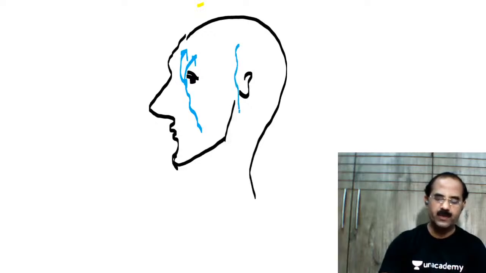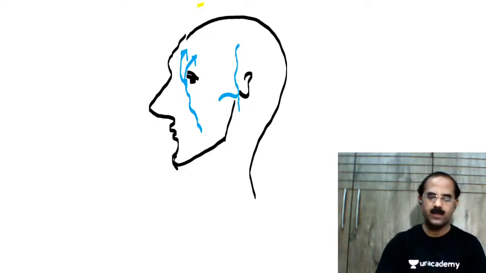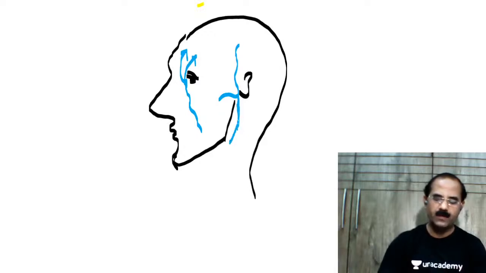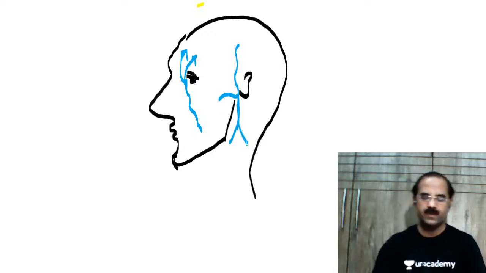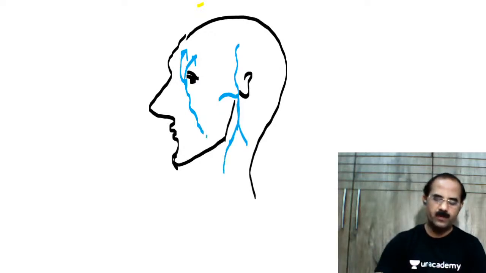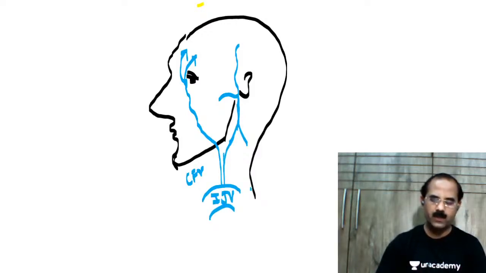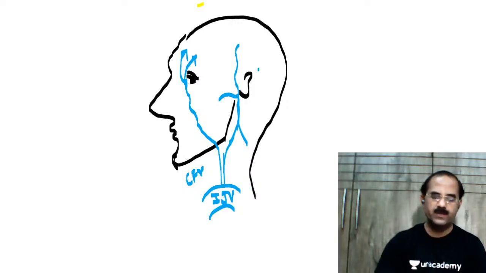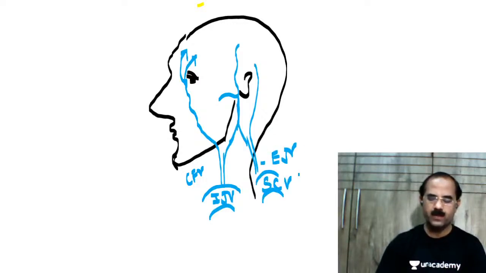That's the superficial temporal, that's the maxillary. Together they join to form the retromandibular, which divides into an anterior and posterior division. The anterior division of retromandibular joins with the facial to form the common facial vein, and this common facial vein drains into the internal jugular vein. The posterior division of retromandibular joins with a vein coming from behind the ear. What's that? That's the external jugular vein, and this external jugular vein drains into the subclavian vein.